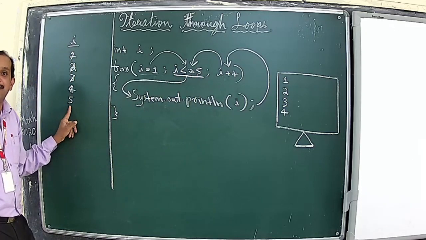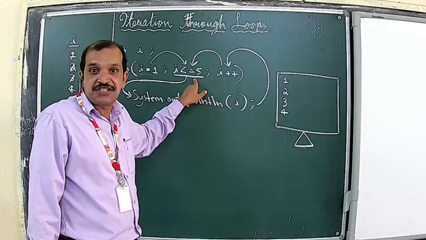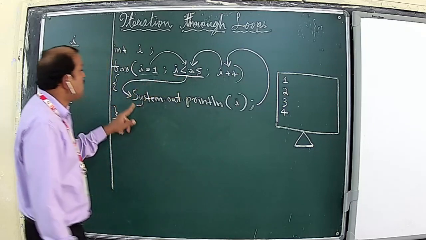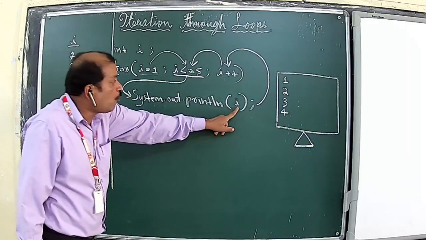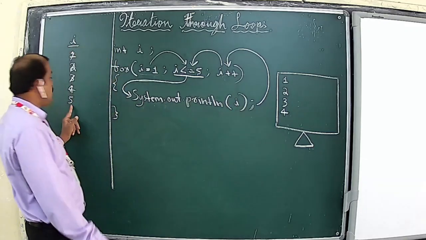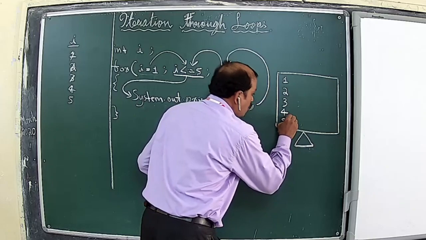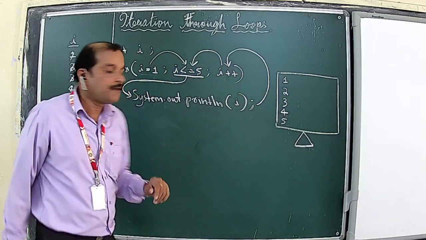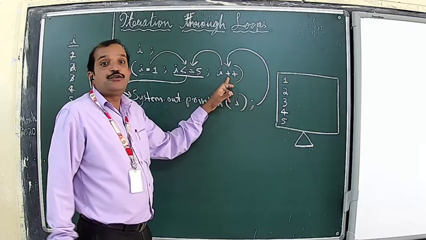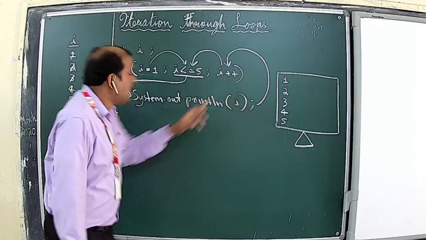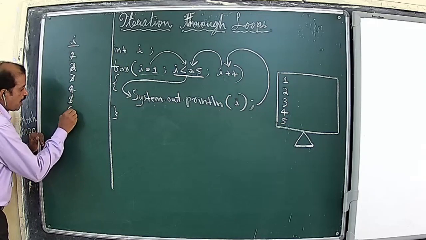So now the present value of i is 5. Therefore, even now it is a true statement. And since it is a true statement, again the body of the loop will be executed, and the value of i, presently 5, will also be printed on the output screen. After this also, again it will move to the update expression. And as part of the update expression execution, the value of i will become 6.